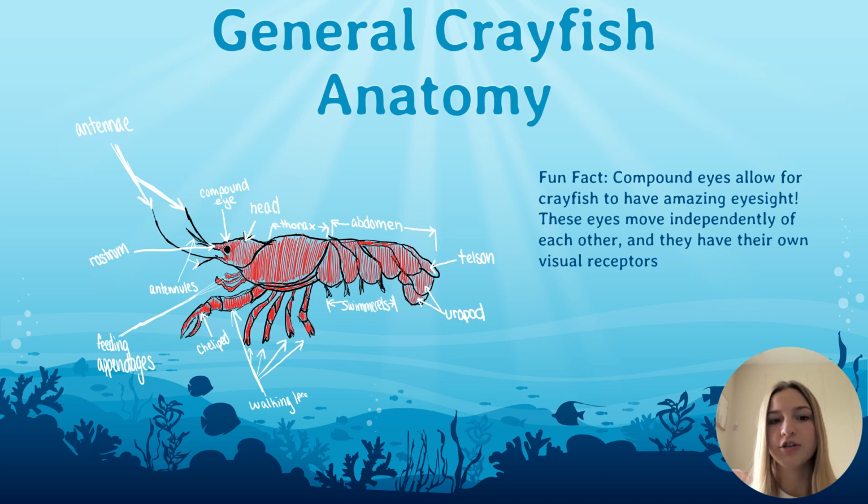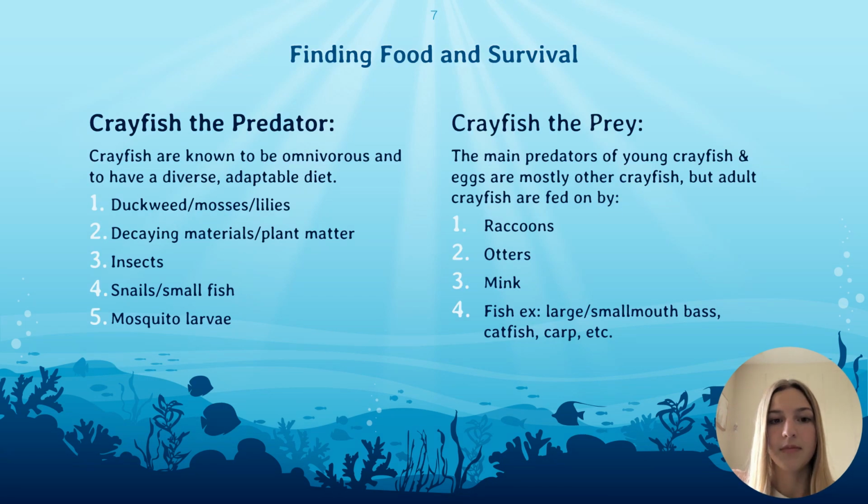So some general crawfish anatomy, we have the typical antenna and the walking legs. But what's noted here on the side is the compound eyes. The compound eyes we'll go on to talk about in their adaptations, but they have some of the best eyesight due to these unique structured eyes. So crawfish use these eyes, among other features, which we'll discuss, to collect their prey.